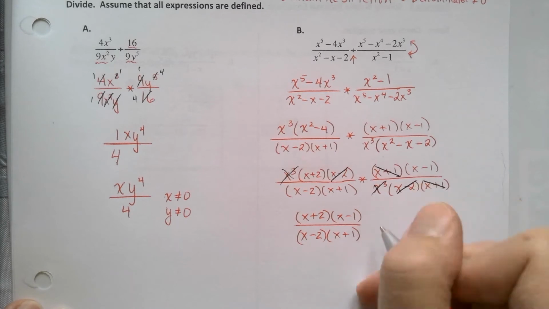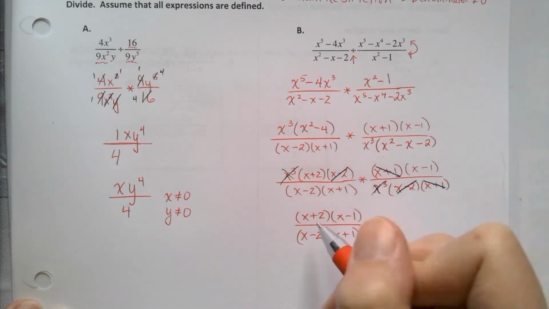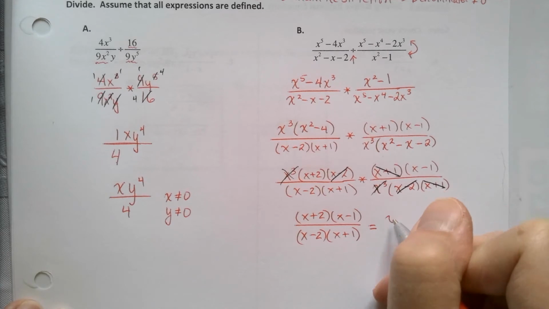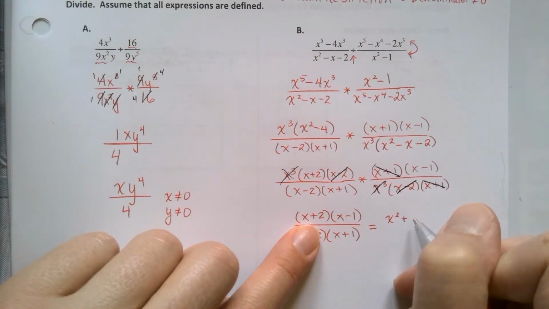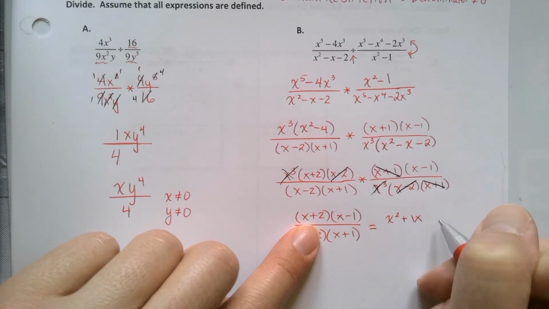For my classes, I do require that it gets multiplied out. So I'm going to FOIL this. I'm going to get my x squared. I get a negative 1 and a positive 2. So I get a positive x, or positive 1x, and then a minus 2.